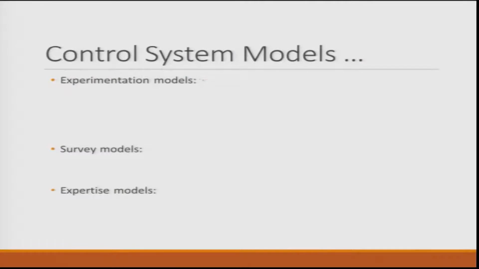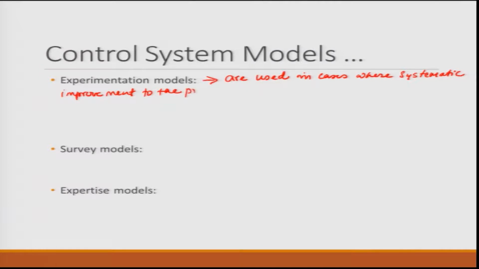Then what we have is the control system models continued. The next model is what we call the experimentation model, and it is used in places where systematic improvement to the process is required through experimentation.